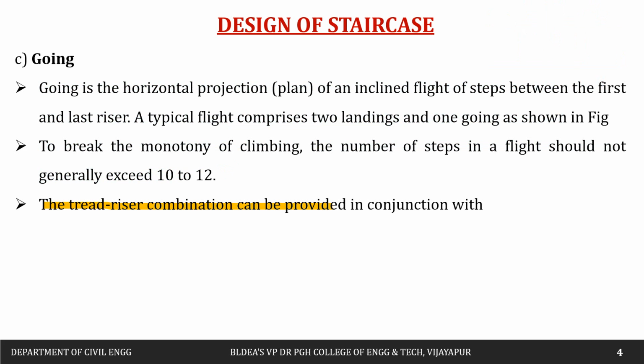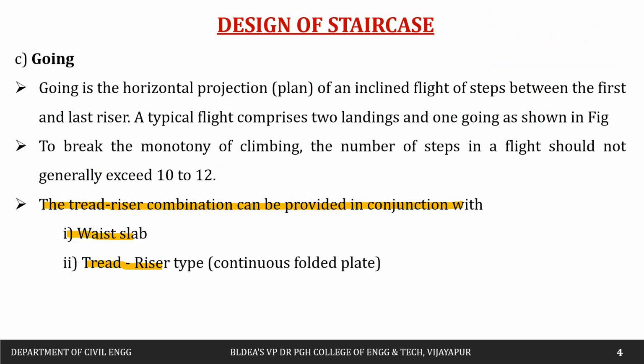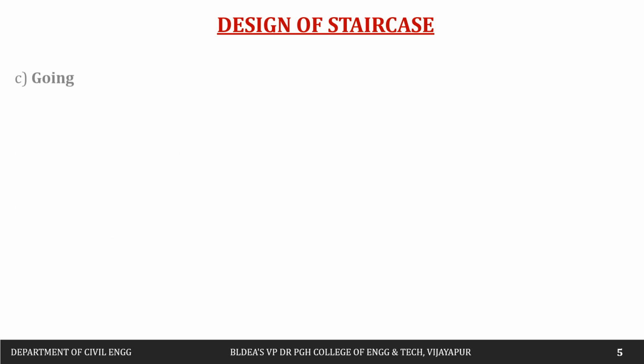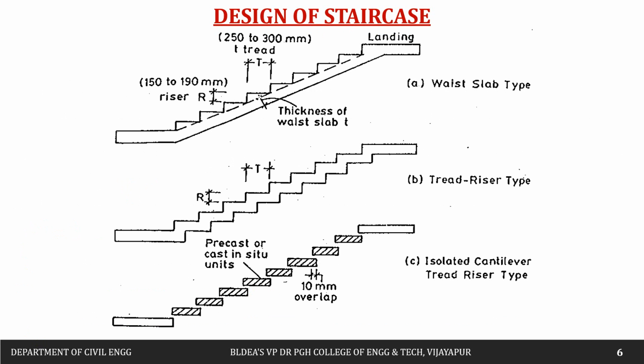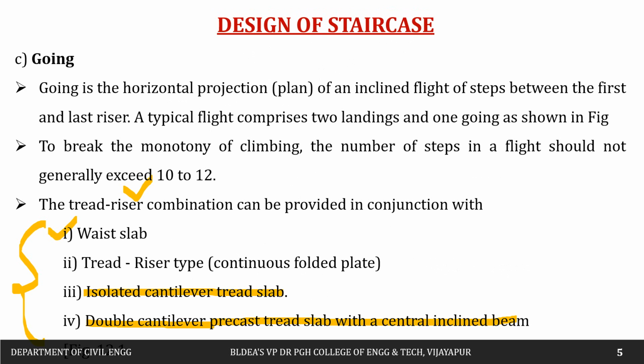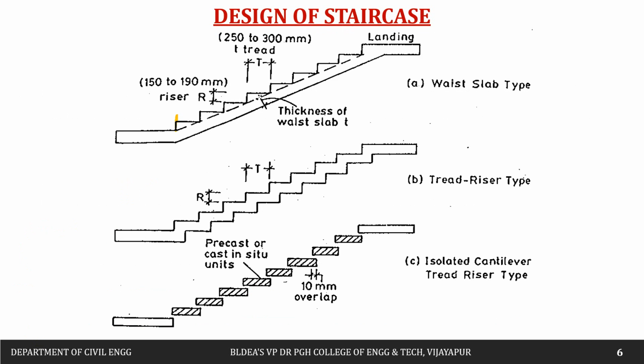The tread riser combination can be provided in conjunction with, first one, waist slab type, or next, riser and tread type, or next one, isolated cantilever tread slab, or double cantilever precast tread slab with a central inclined beam. So the tread and riser combination can be provided with these combinations. So let us see now. First one was the waist slab. If you see now, this is the riser tread we have.